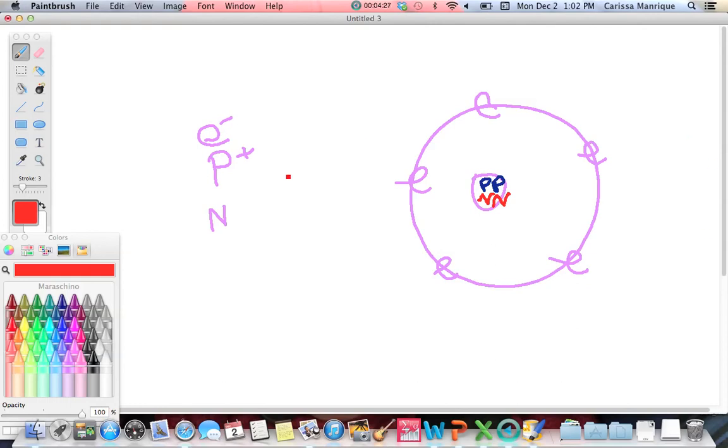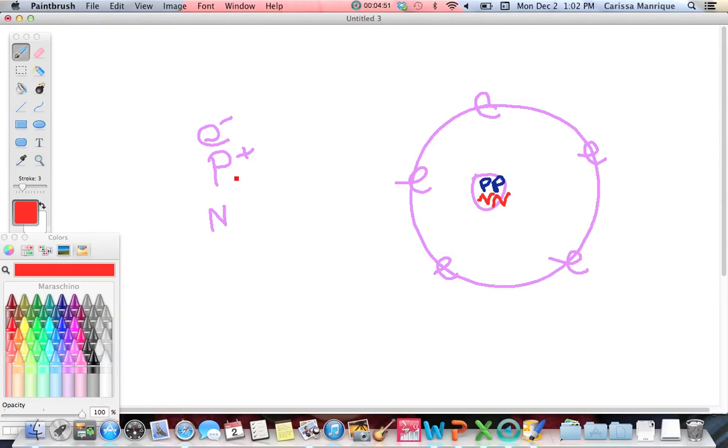Okay. So again, each atom is unique. Each atom has its own number of protons, neutrons, and electrons that make it up. So a carbon atom has a different number of protons, neutrons, and electrons than, let's say, an oxygen atom. It has a different number of electrons, protons, and neutrons.